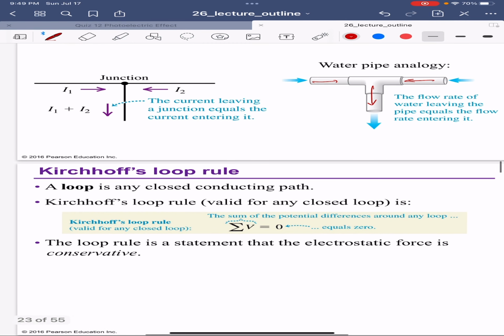There is another rule, we call it Kirchhoff's loop rule, and it is for any closed conducting path, like we did before. It is valid for any loop, and simply it means that if you go from point A and then go around the loop and then go again to point A, then the sum of the potential differences is going to be 0, because you are going back to the same point. The loop rule is a statement that the electrostatic force is a conservative force.